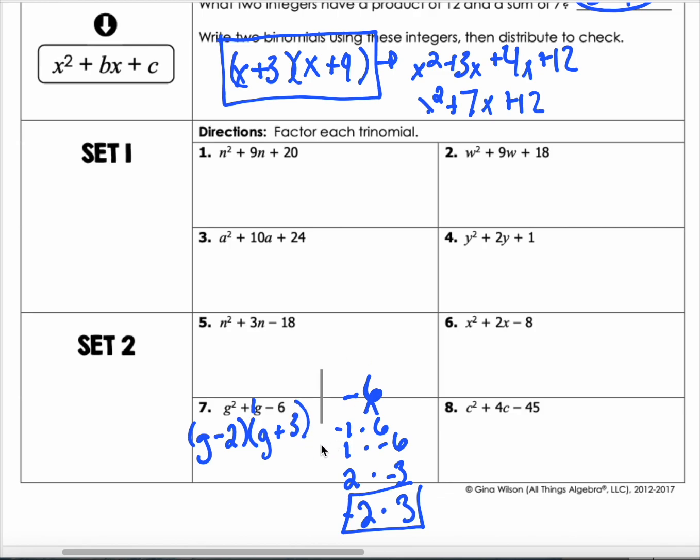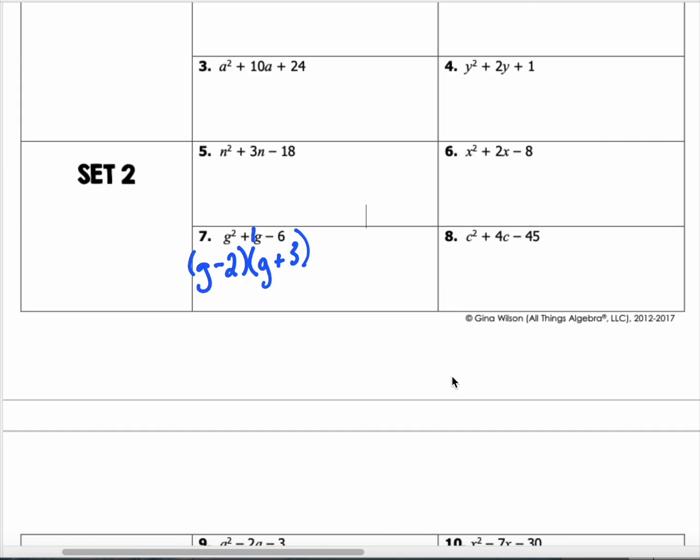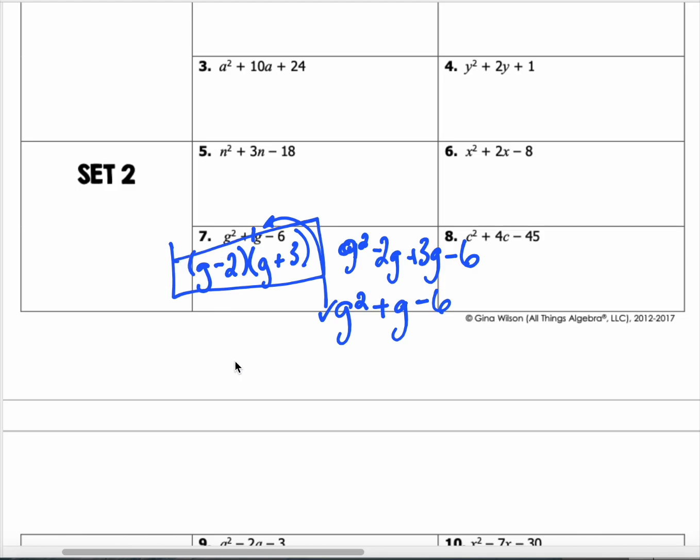Let me go ahead and make some room and double check my work. G times G is G squared. Negative 2 times G is negative 2G. G times 3 is 3G. And then negative 2 times 3 is negative 6. I'm going to combine those like terms. I'm left with G squared plus G minus 6, and that is the original problem that I had. So this is, in fact, the correct answer.